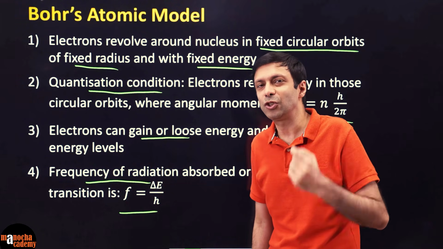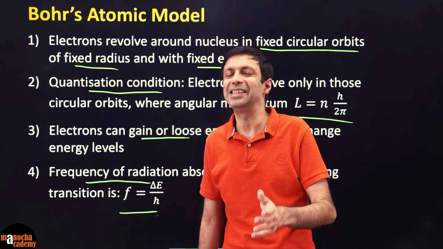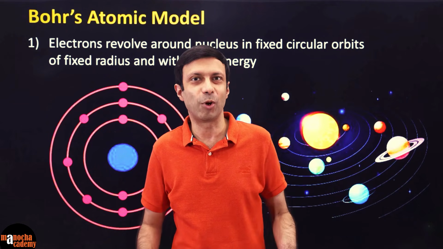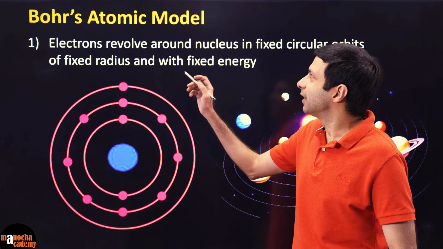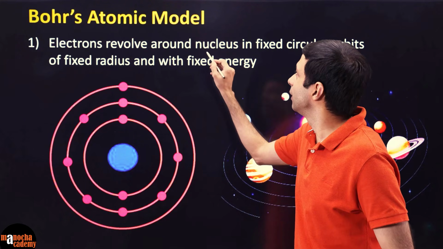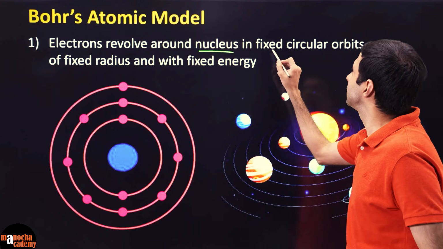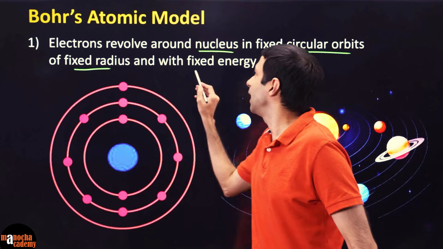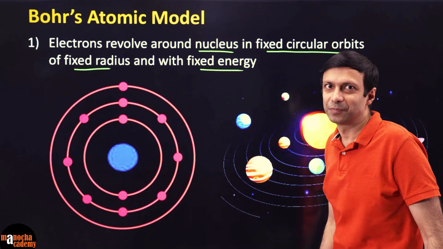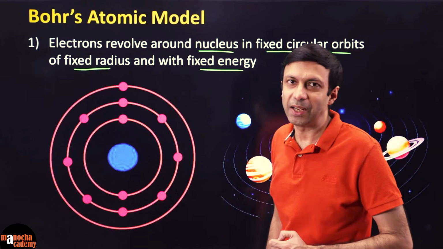So let's look at each of these postulates one by one in detail. Let's look at the first point of Bohr's atomic model. The first postulate states that electrons revolve around the nucleus in fixed circular orbits of fixed radius and fixed energy. So let's understand what he meant by this.